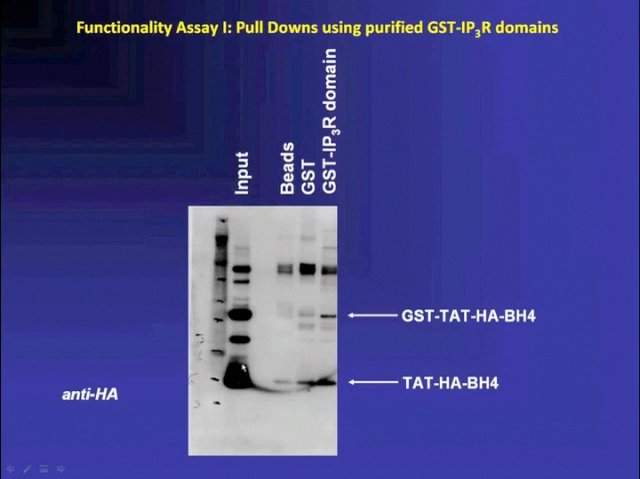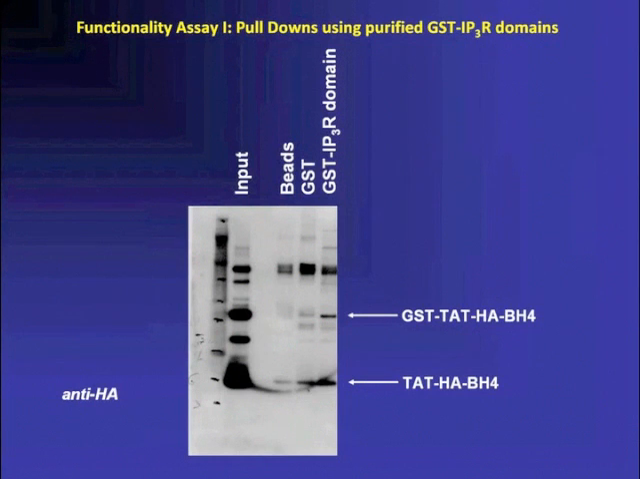Here you have the input, which is a little bit overloaded, unfortunately, but here you can see that the peptide is binding to our IP3R domain in a relatively specific manner, so it's a biological evaluation compared to the GST control or the beads control. And here we had some remnant of the uncut GST TAT HA BH4, which also popped up in these pull downs, which is sometimes beneficial because the GST might help to stabilize some of the conformation because it's a big soluble protein. It might sometimes help to get the peptide more soluble. So it's not always a bad thing to have some GST there.